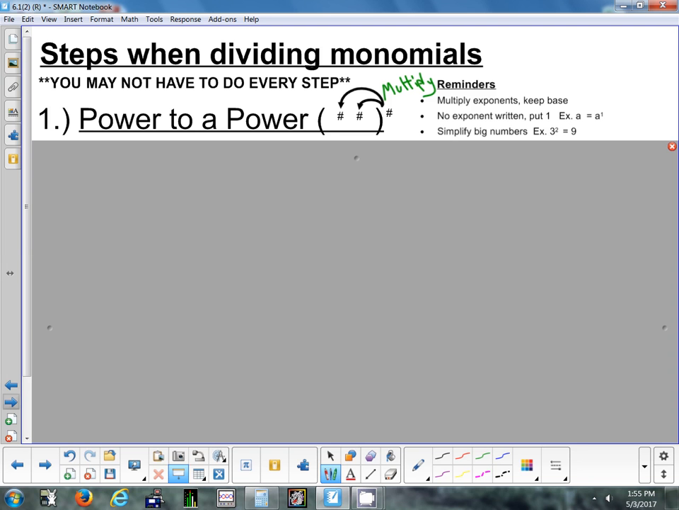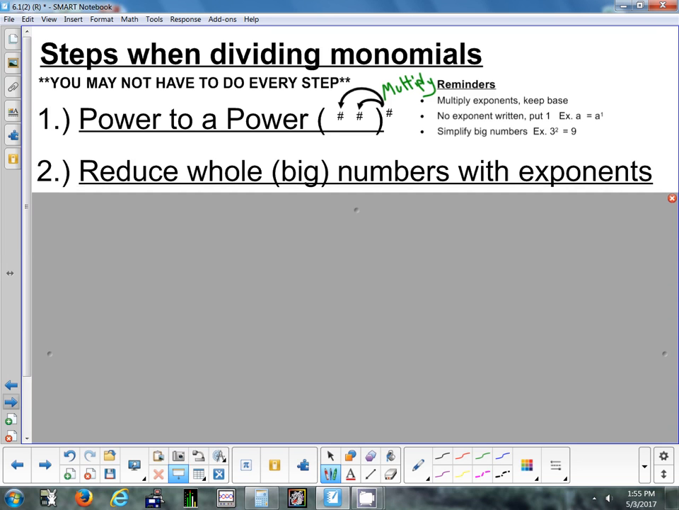All right. Remember, guys, a couple of reminders that are on your sheet. If there's no exponent written, make sure we put it to the power of 1. If you know it's to the power of 1 or to the first power, fine, don't worry about it. Remember, if we get big numbers, like the whole number of 3 to the second power, make sure you simplify it. We get 9 because 3 to the second power means 3 times 3. So power to a power, that's the first thing we're going to look for. We may not have it, we may have it. Depends on what kind of a problem it is.